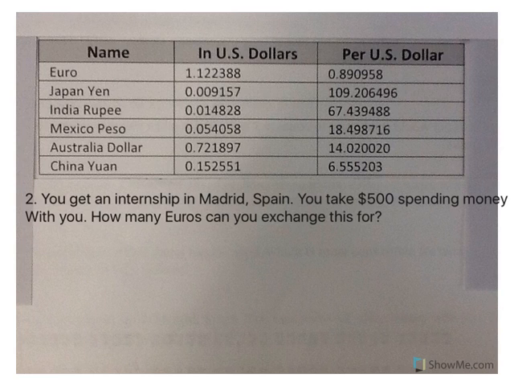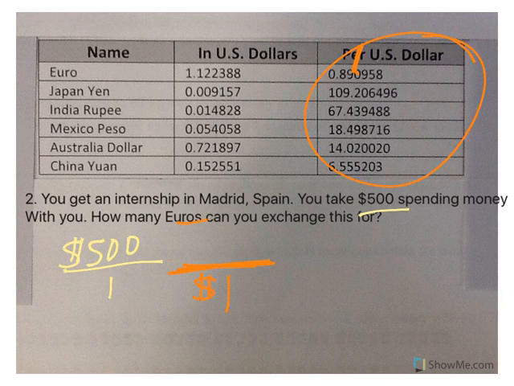So let's pretend here in question number 2, you get an internship in Madrid, Spain. You take $500 spending money with you. How many euros can you exchange this for? Okay, so you're starting with 500 American dollars. Now, hopefully, with this whole conversion piece, I want to put dollars on the bottom so that they go away. So this is per US dollars. That's this column. Okay, now we want euros.